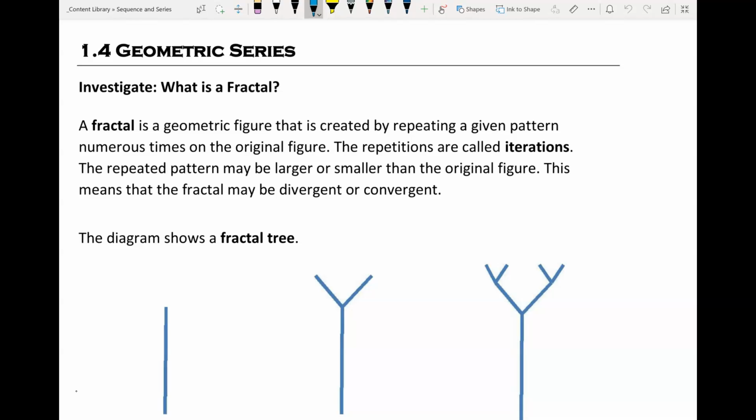In this lesson, we're going to continue on from the geometric sequence that we learned from the last lesson and then apply it to geometric series. So we're going to investigate what a fractal is first. A fractal is a geometric figure that is created by repeating a given pattern numerous times on the original figure. The repetitions are called iterations, and the repeated pattern may be larger or smaller than the original figure. This means the fractal may be divergent or convergent.